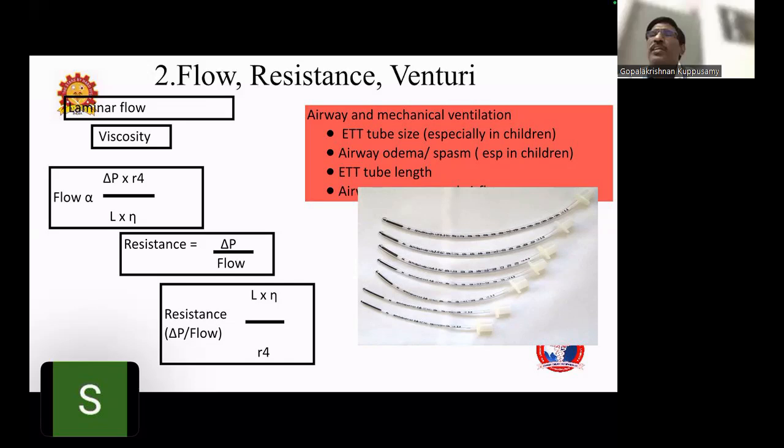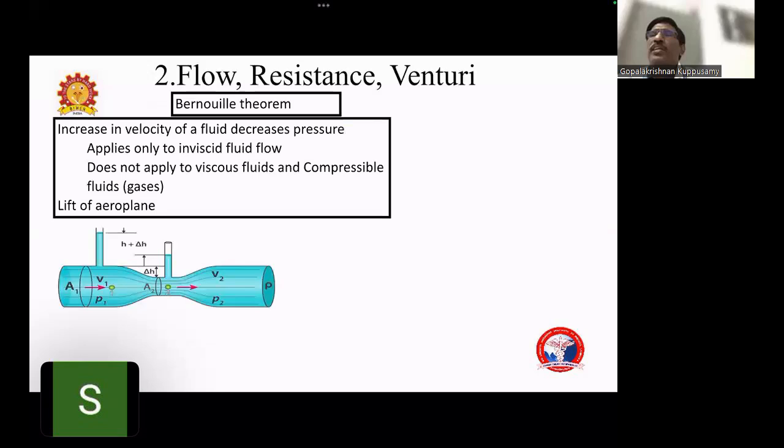In case of children, we usually cut the length of the endotracheal tube to reduce the resistance. Now coming to the resistance.